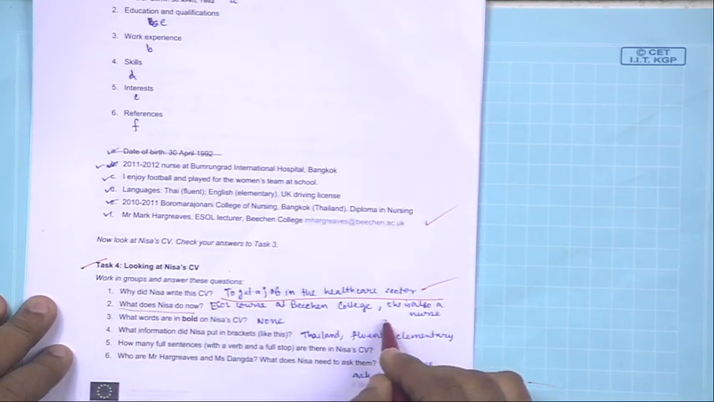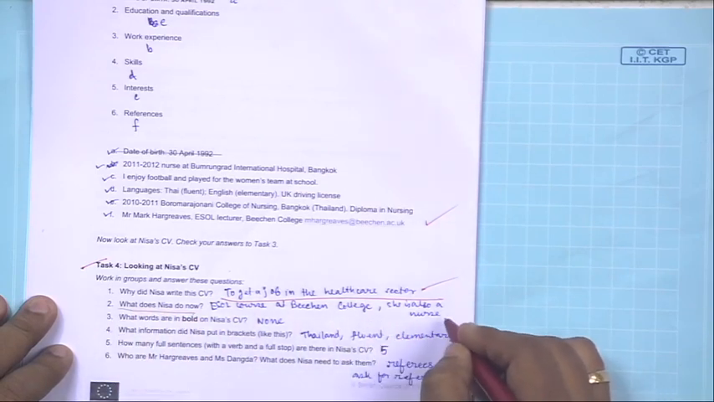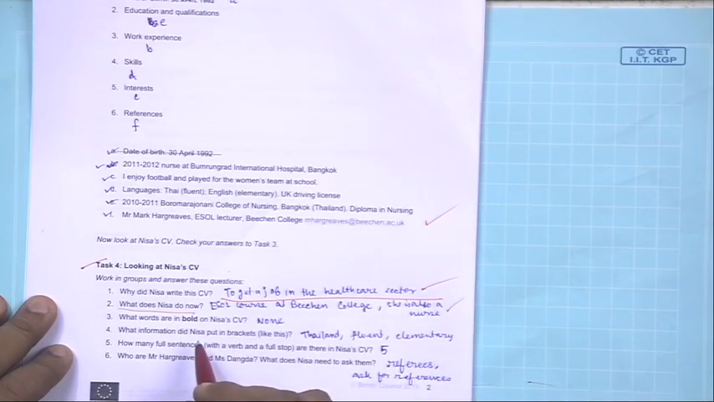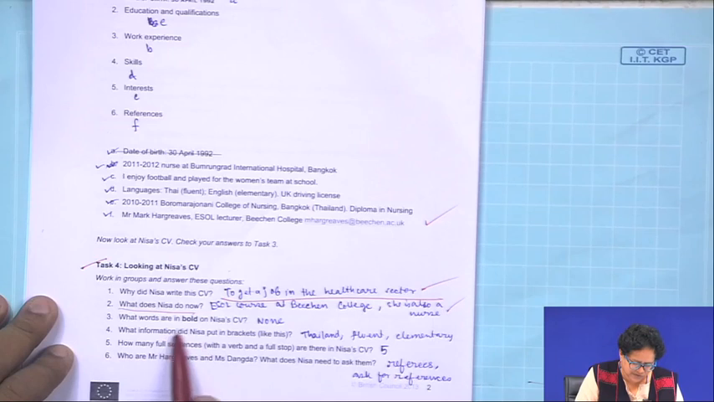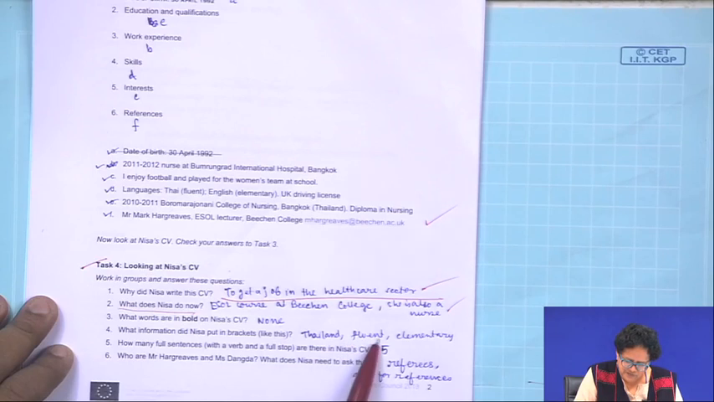ESOL course at Beeching College. It's somewhere in Thailand, Bangkok. I think perhaps she is also a nurse. Is it right? Yes. Have you read it? Others agree? Okay. What words are in bold on Nisa's CV? None. What information did Nisa put in brackets like this? Thailand, fluent and elementary.